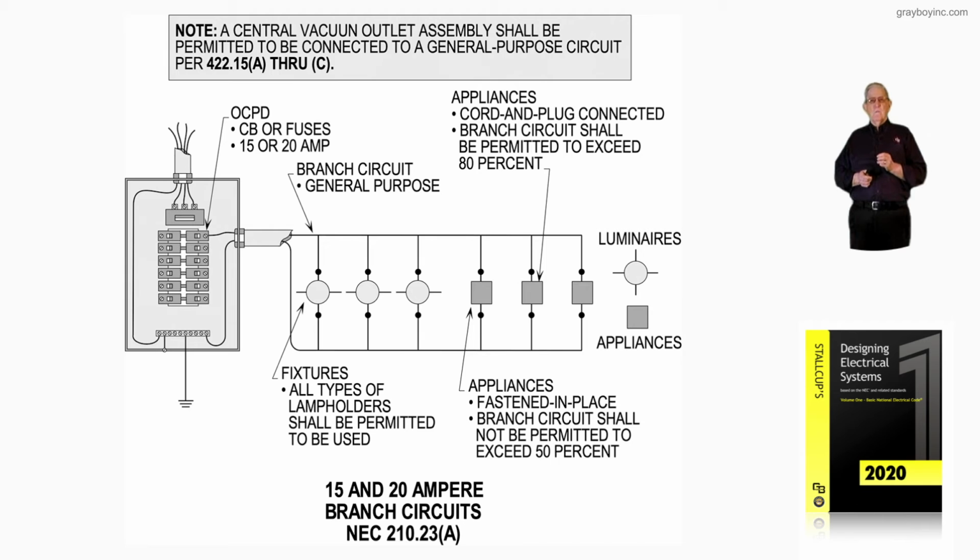And then notice any cord and plug connected appliance cannot exceed 80% of the branch circuit, but you also have the 50% rule. So in application here, the 80% is for any individual appliance that you plug in. The 50% is all the appliances that you wanted to maybe put on a branch circuit.